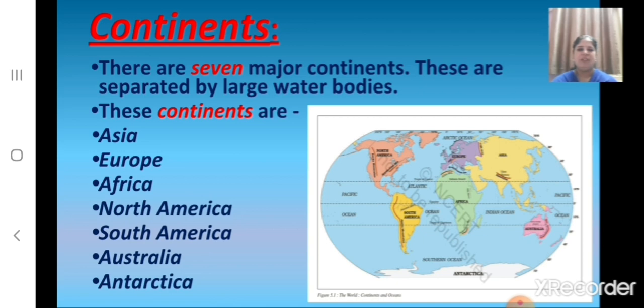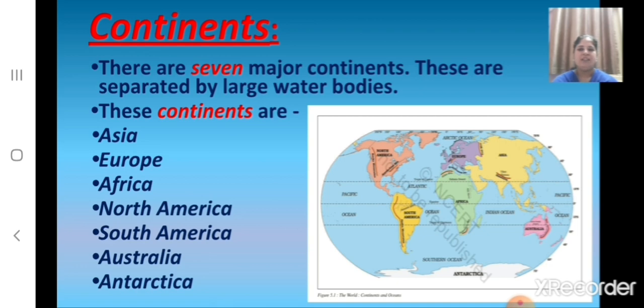Children, how many major continents are there? There are 7 major continents. And how are these continents separated? These continents are separated by large water bodies. Children, can you name the 7 continents? These continents are Asia, Europe, Africa, North America, South America, Australia and Antarctica.